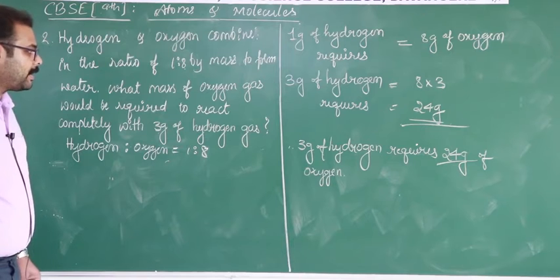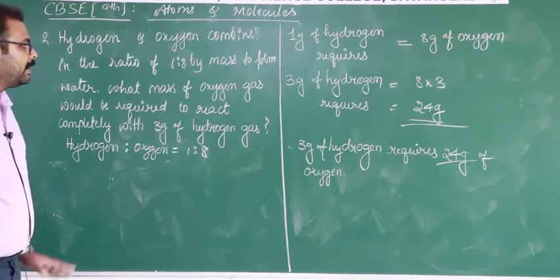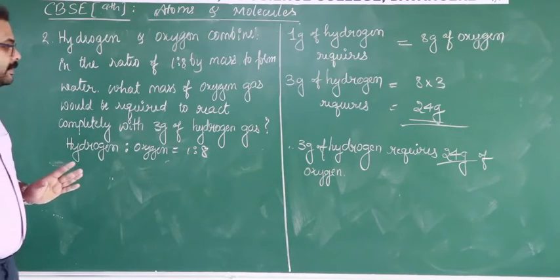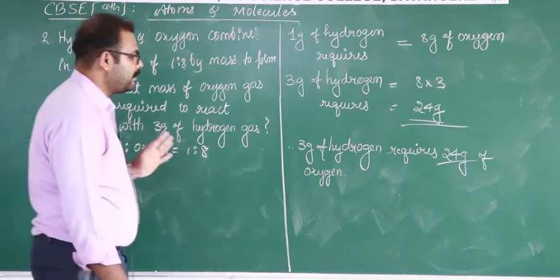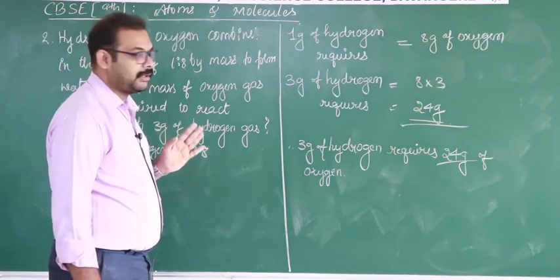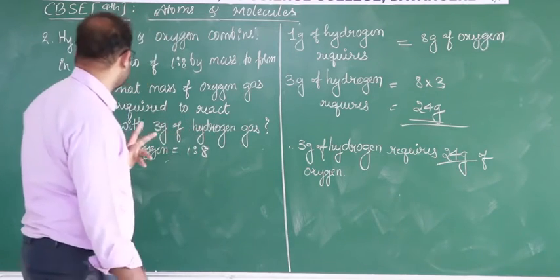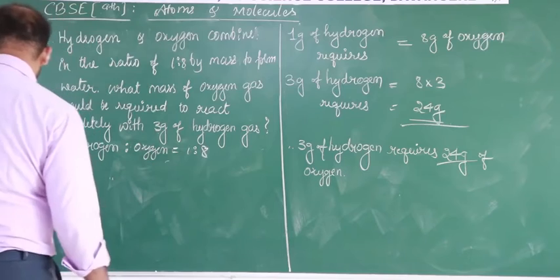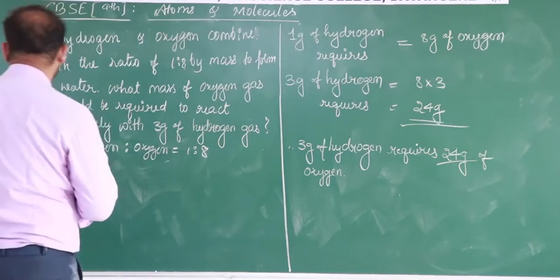Okay, so note this one. 1 gram of hydrogen requires 8 gram of oxygen. Similarly, 3 gram of hydrogen requires 24 gram of oxygen, in order to form water molecule. So this is about the second problem. So let's take some more problems.